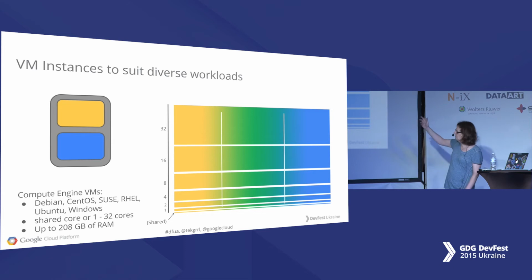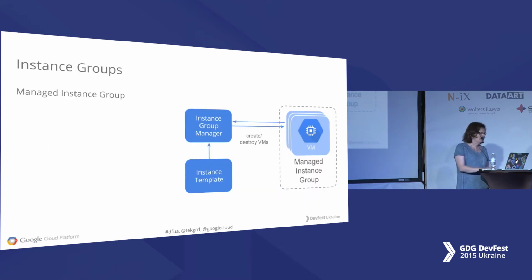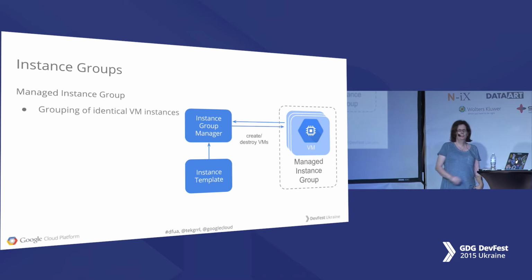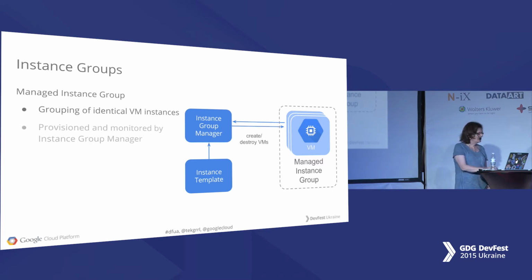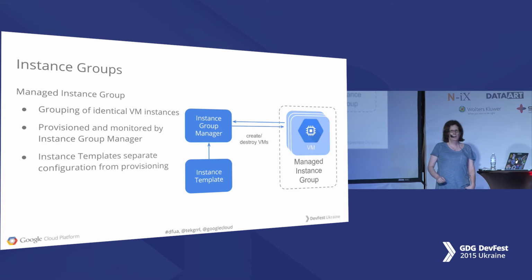We have many different types of instances, up to 32 cores, 208 gigabytes of RAM, many, many different operating systems, including Windows, which is extremely popular on our platform, believe it or not. Really is. Then we have this idea of instance groups. Basically an instance group is a grouping of machines that are completely identical, completely homogeneous. What that gives us the ability to do is to provision them from a single template and also to auto-scale them dynamically. And we saw that auto-scaling was one of the requirements of our app.